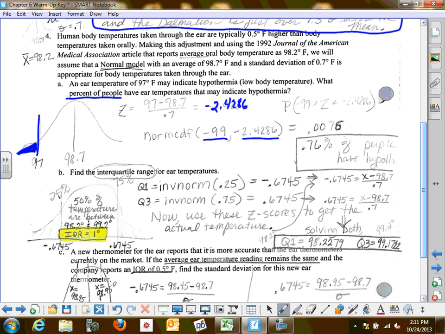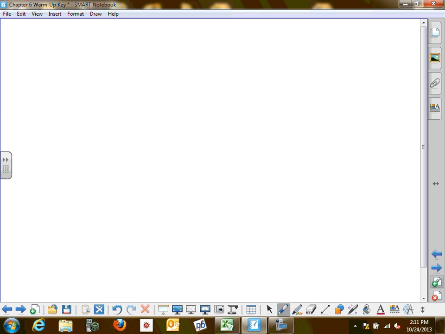Now, I will tell you that a lot of people ask me, how can you tell the difference between what you do with inverse norms?